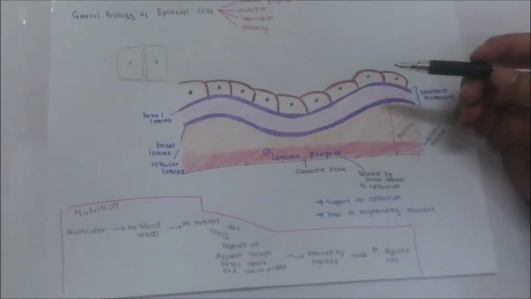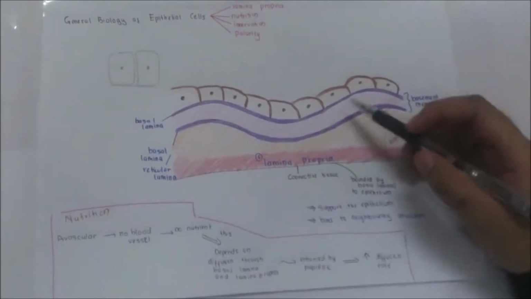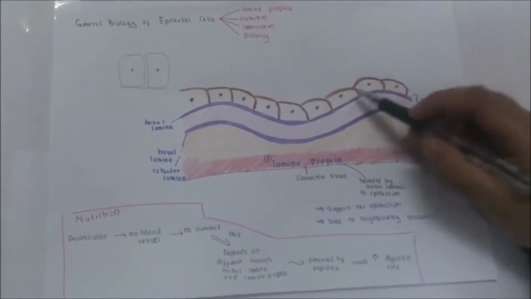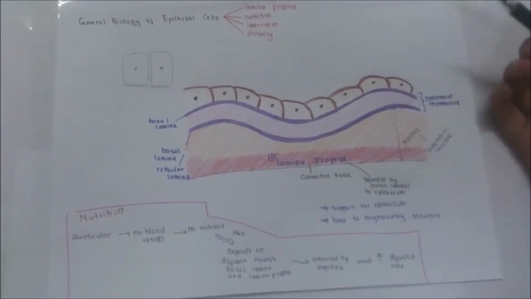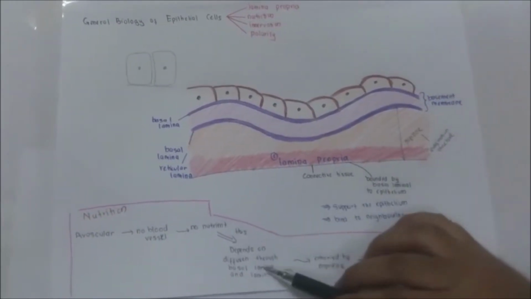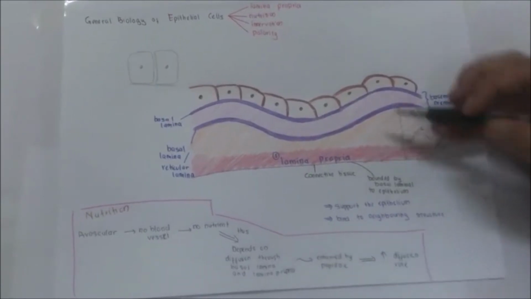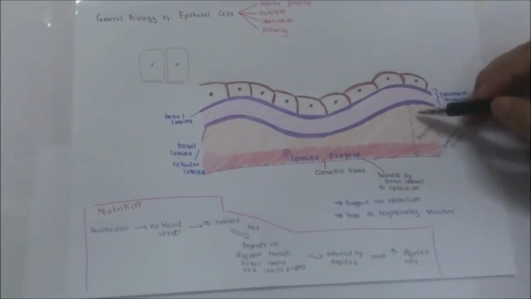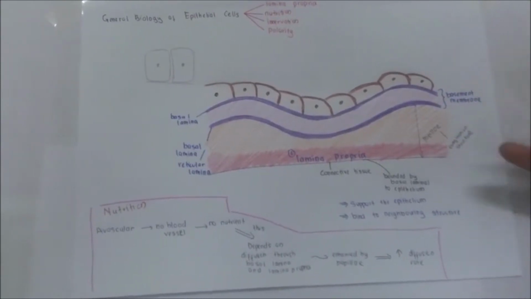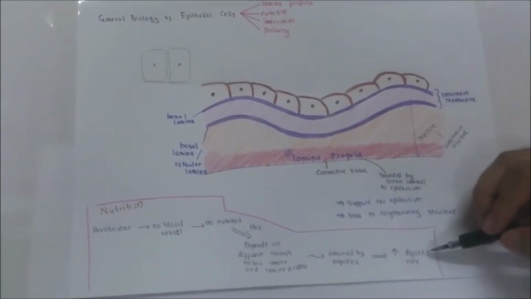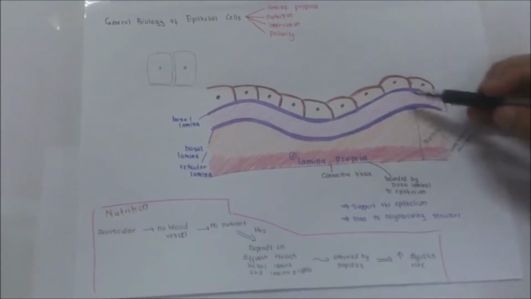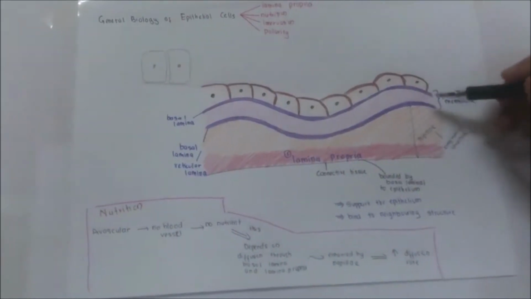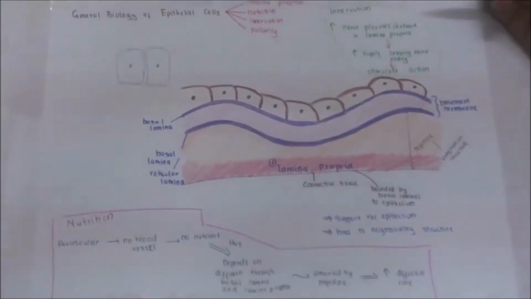Epithelium is avascular. It means that no blood vessel is present in the epithelial cell, and thus no nutrients can be supplied directly to the cell. Thus, the nutrition depends on diffusion through the basal lamina and lamina propria, which is enhanced by the presence of papillae. These increase the diffusion rate of nutrients between the blood vessels within the lamina propria and the epithelial cell. Next is the innervation.